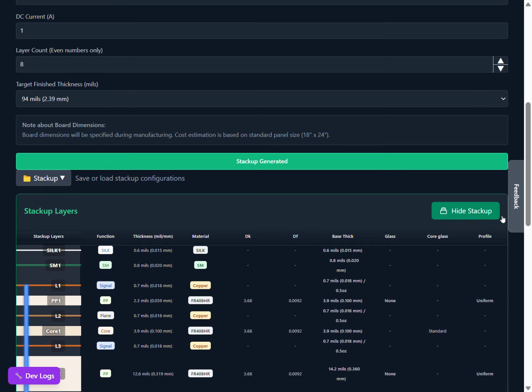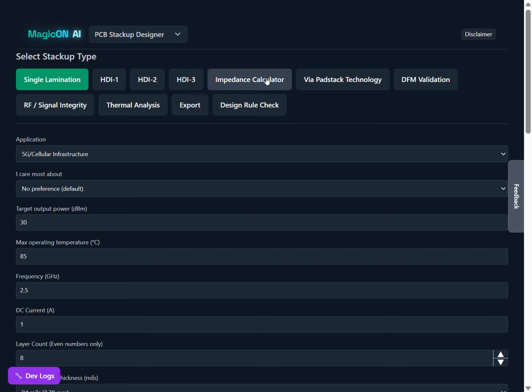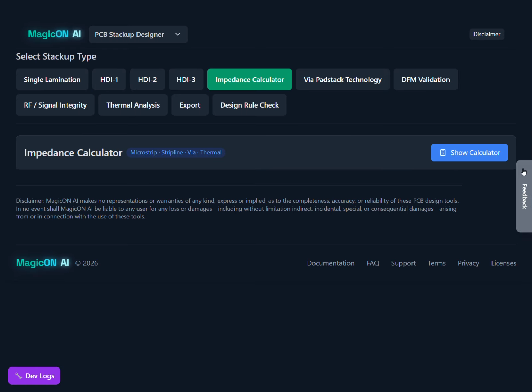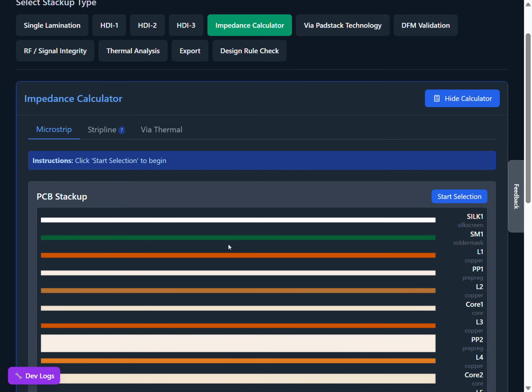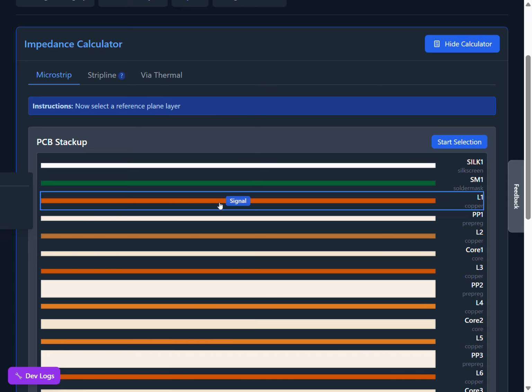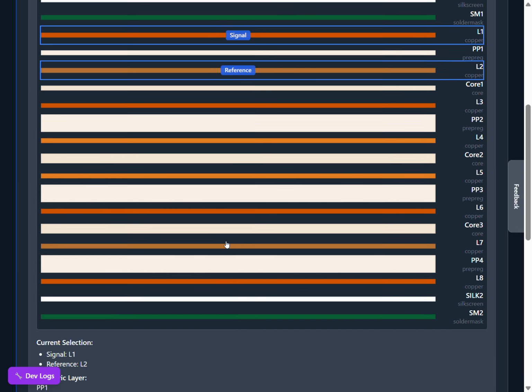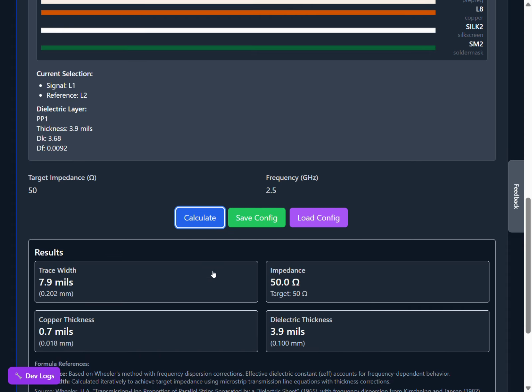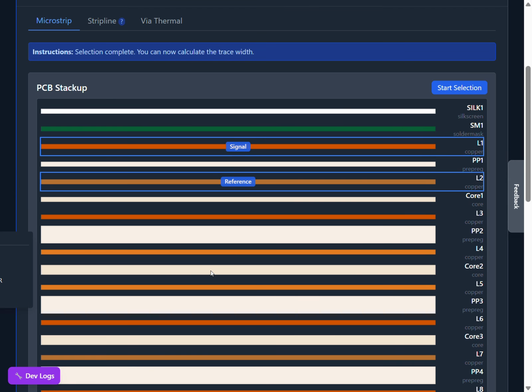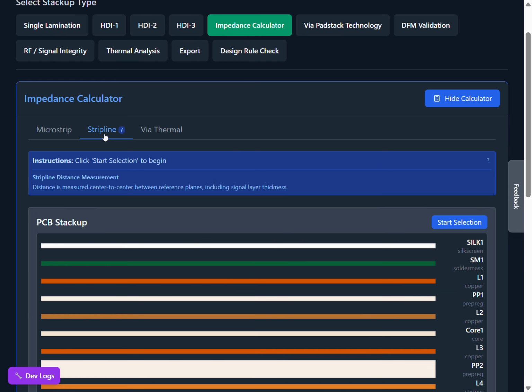Stripline sits between two reference planes. Pros: excellent EMI shielding, no radiation to the outside, lower crosstalk because the field is confined, and impedance is much more stable with frequency since the field is entirely in dielectric. Cons: narrower traces for the same impedance.